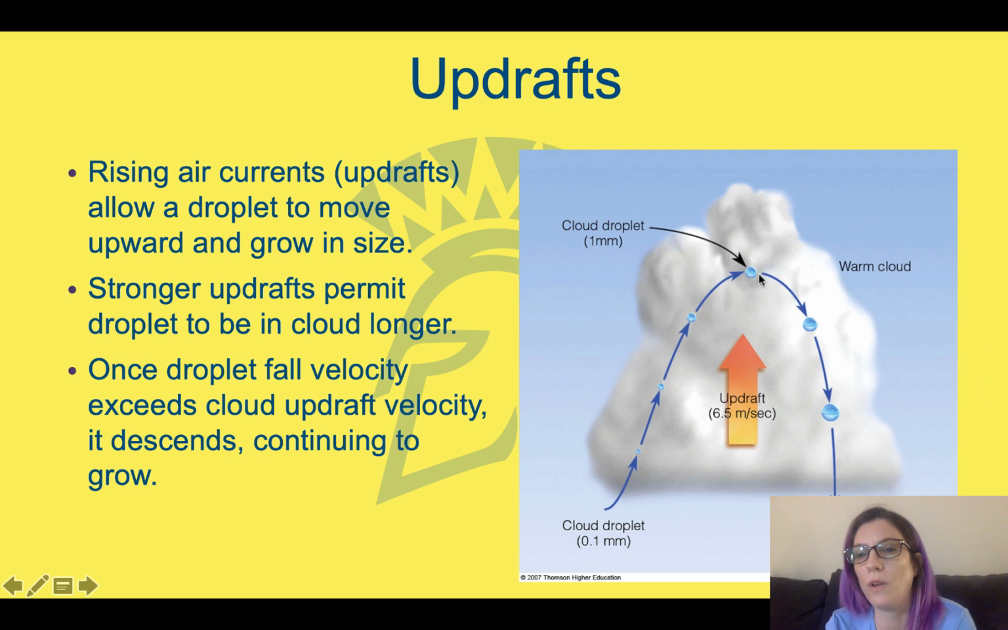Now, updrafts also determine the droplet size, because if this water droplet just fell from here, it's going to be one size. But if another cloud droplet is brought into the cloud, or sucked into it, and goes all the way up and then all the way down again, it has the potential to be even larger. So these stronger updrafts permit the droplet to be in the cloud longer, because it's going to go up higher and be sucked in from lower down. So those can be larger. And remember, once the fall velocity exceeds the cloud updraft, so once it's falling faster than the updraft is going up, it will fall out.